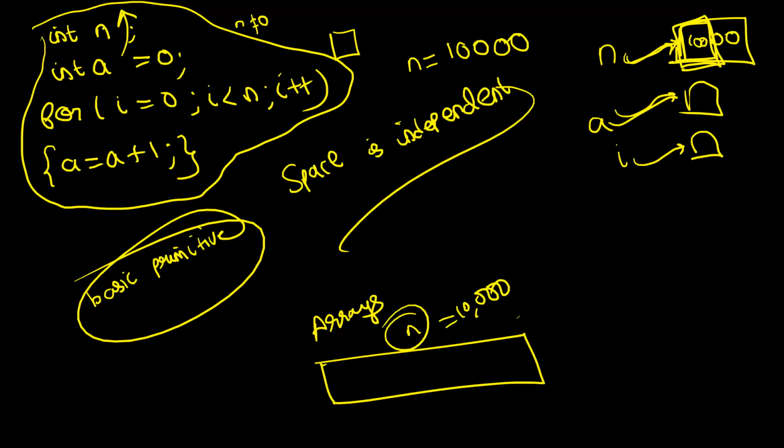See now, in this question, you are using 3 different variables. Even if you increase the size of input, 1,000, 10,000, 1 lakh, 10 lakh, right? Still, you will reserve 4 into 3, that is 12 bytes of memory in the RAM to store your variables. Yes, for strings, you will have to see what is the size of the string.